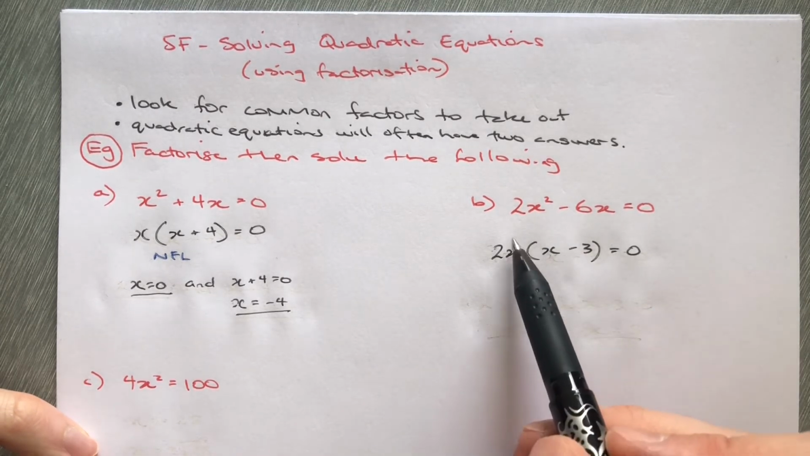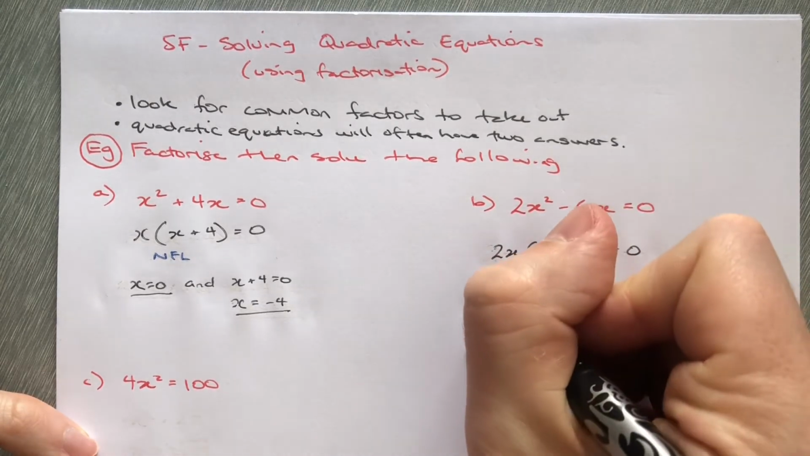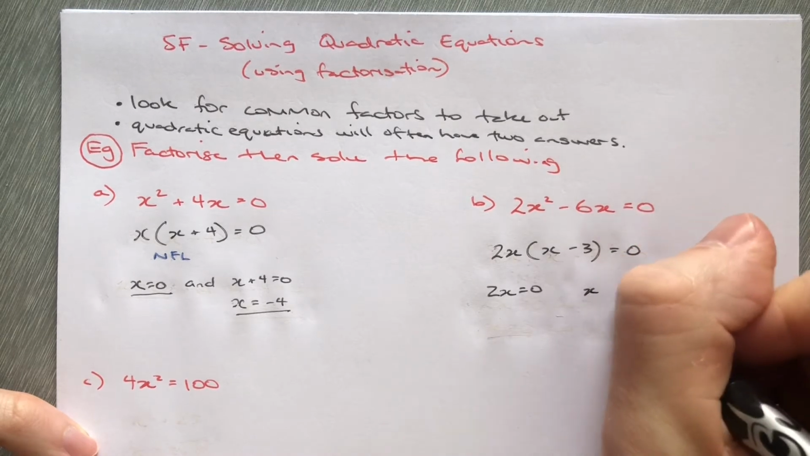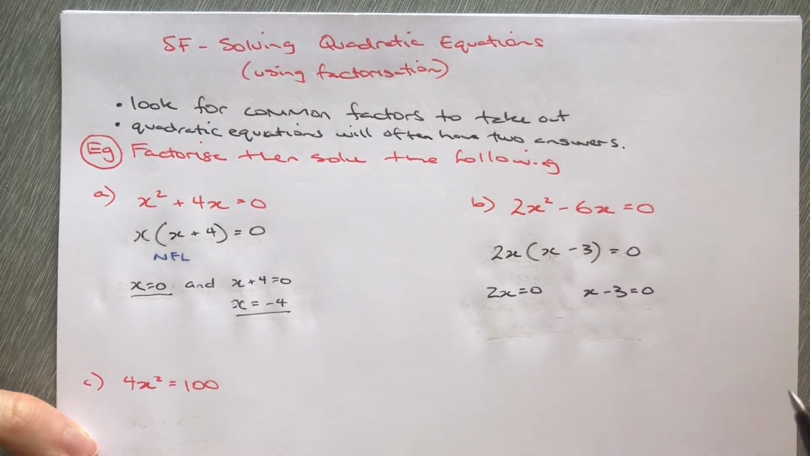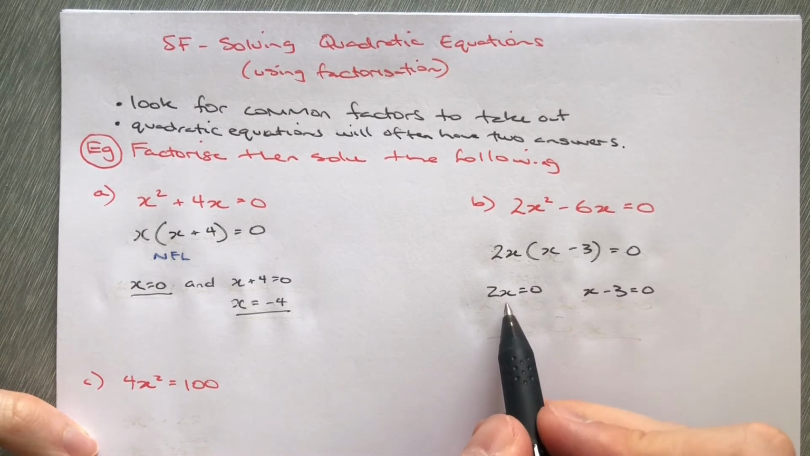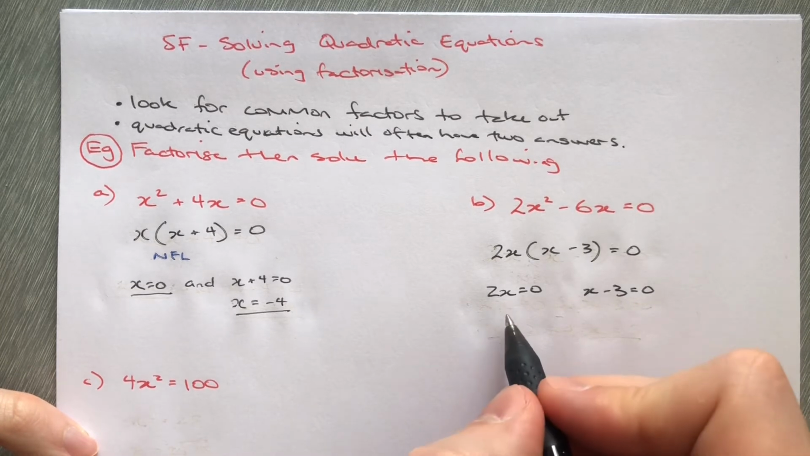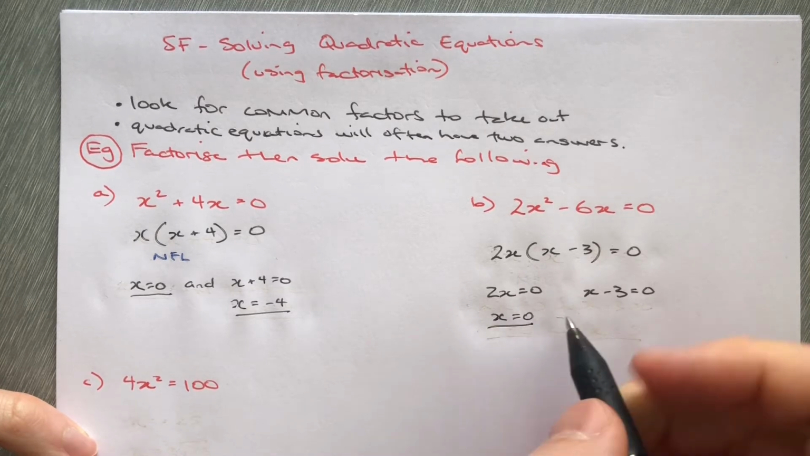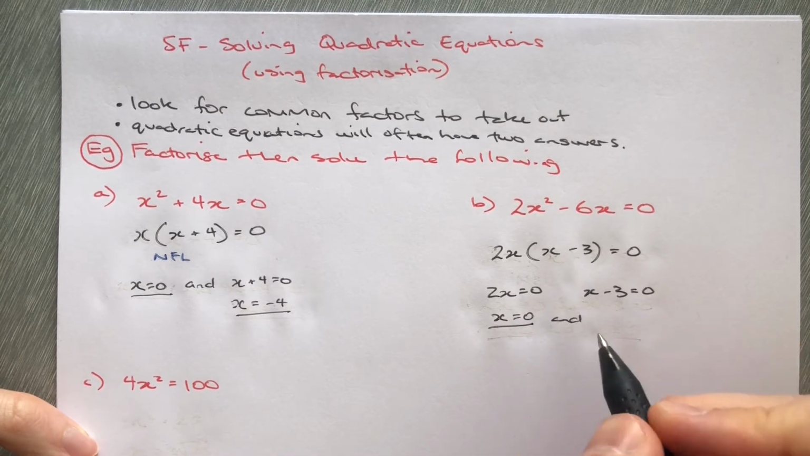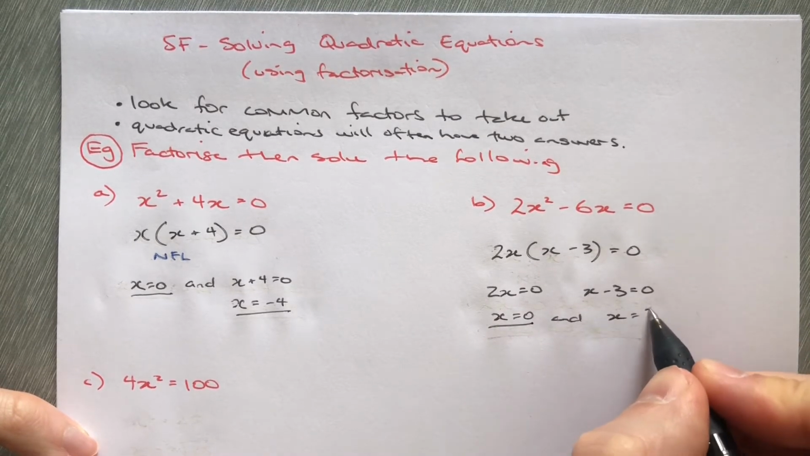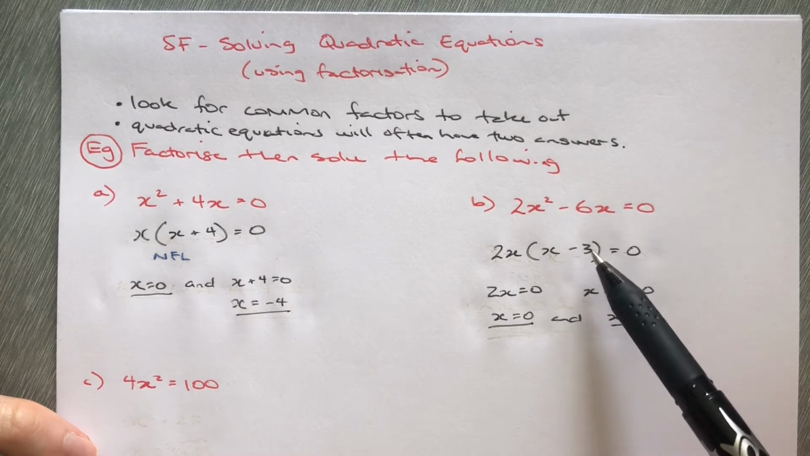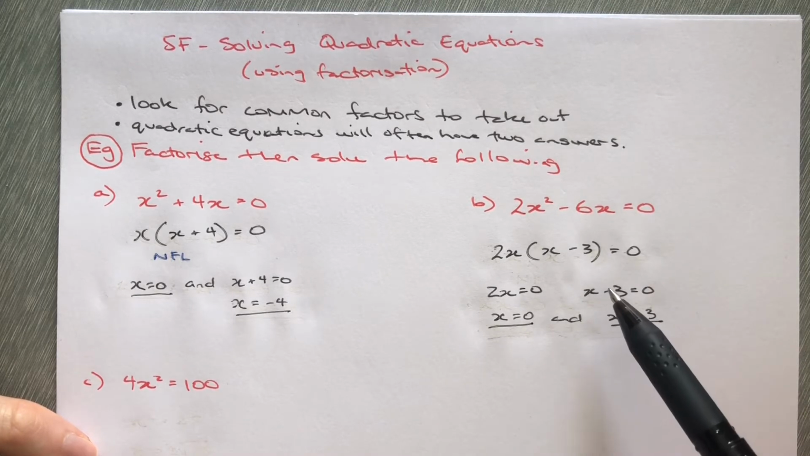So we need to take this first bit, make it equal 0. Take the second bit, make it equal 0. And we're going to find that to solve this for x, we need to divide by 2. But 0 divided by 2 is 0, so x equals 0. That's one of our answers. And x equals 3 is also one of our answers. And we're done. We've solved it. So we factorised here, and then we solved with this bit.